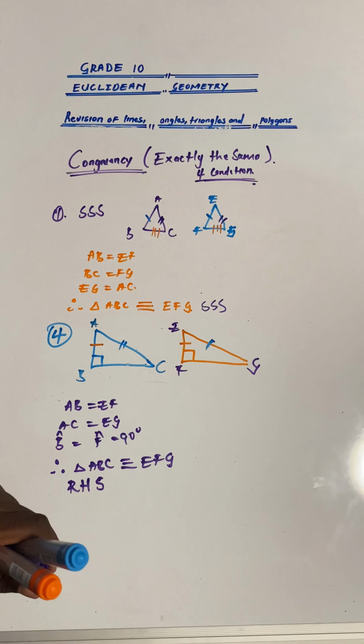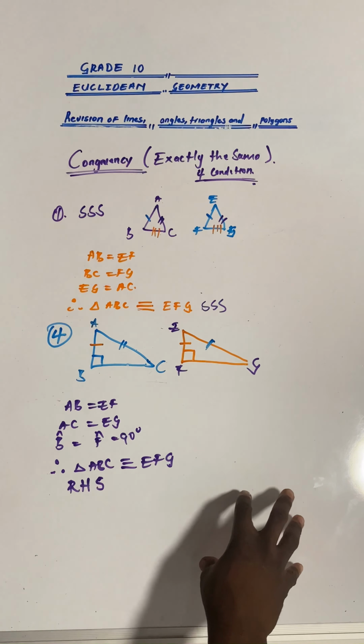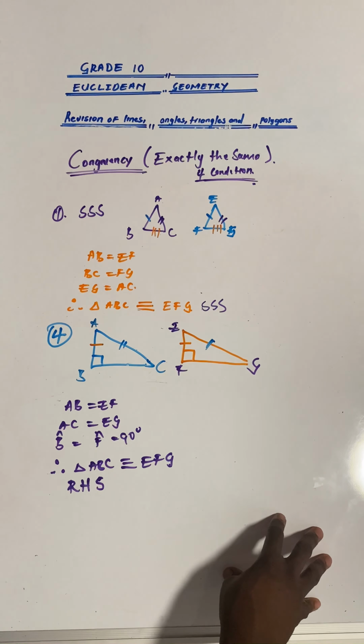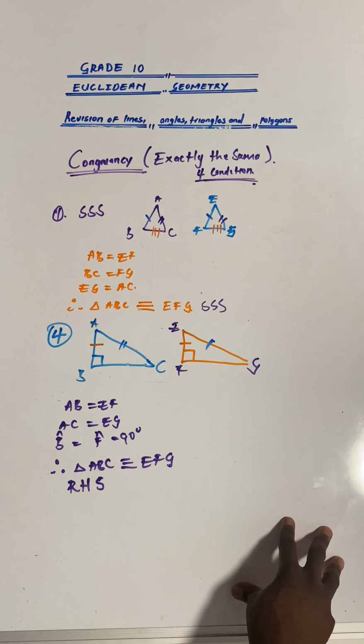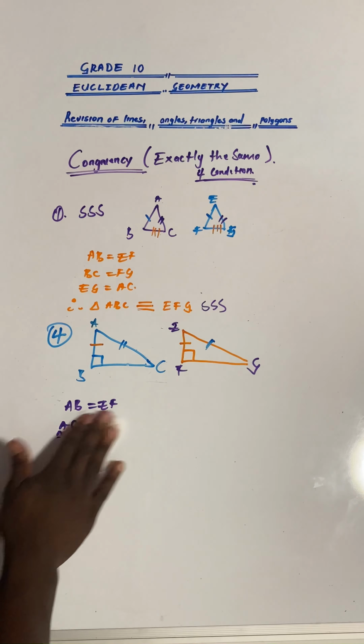I hope that this makes sense to you guys. So these are the 4 conditions for congruency, right? Just before I close this, I wanted to include the polygons, but I see this is going to be very long. So I'm just going to cut it on the congruency and the similarity. Allow me to do the last concept, which is similarity, because it's equally as important as congruency.